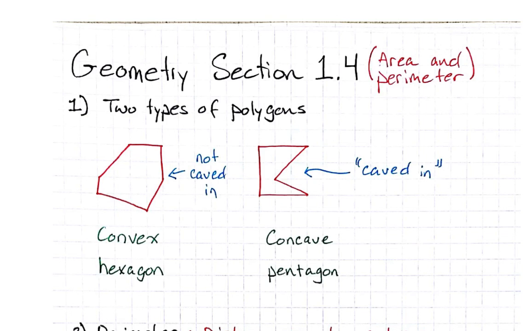All right, section 1.4 is all about area and perimeter, in this case in the coordinate plane. Before we talk about area and perimeter, though, it does mention briefly we have two different types of polygons, convex and concave. A concave polygon is, I usually think of it as something that's caved in on one side, and then convex is just not caved in. This one here is also a hexagon, and this one over here is a pentagon.